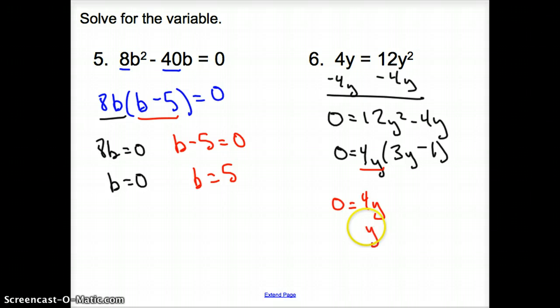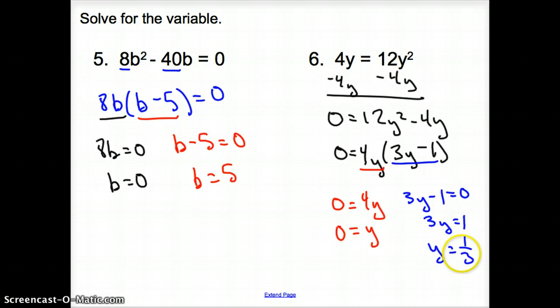Again, I have two factors, and so I have 4y equals 0. Here, if I'm solving for y, we divide by 4, correct? So 0 divided by 4 is still 0. How about here? We have 3y minus 1 equals 0. Add the 1 over now because we're solving for y. 3y equals 1. Divide by 3. Y equals 1/3. So now our two solutions are 1/3 and 0.